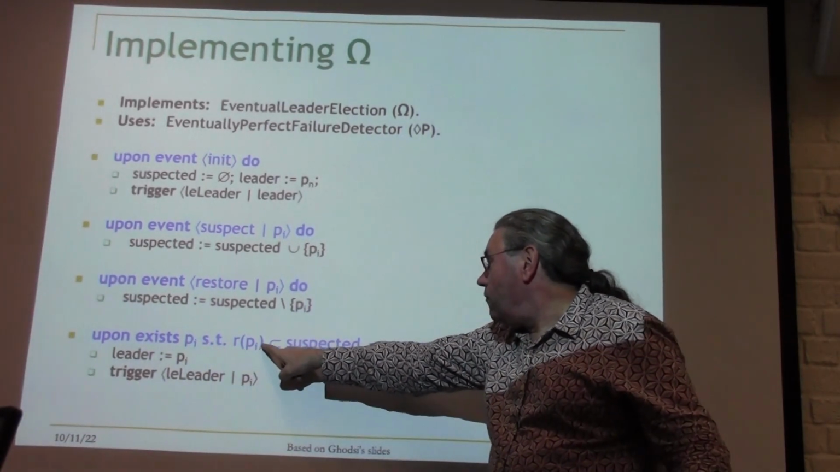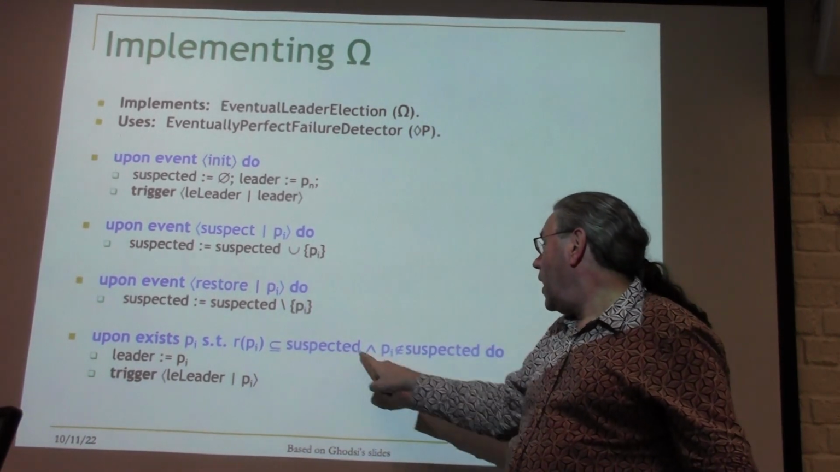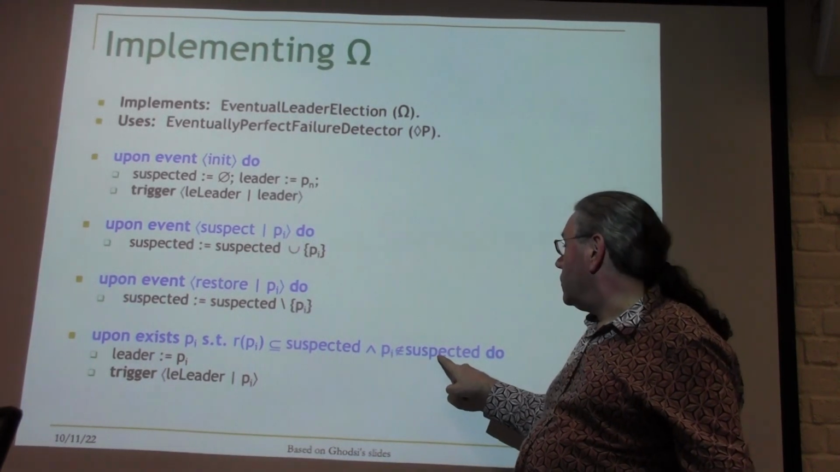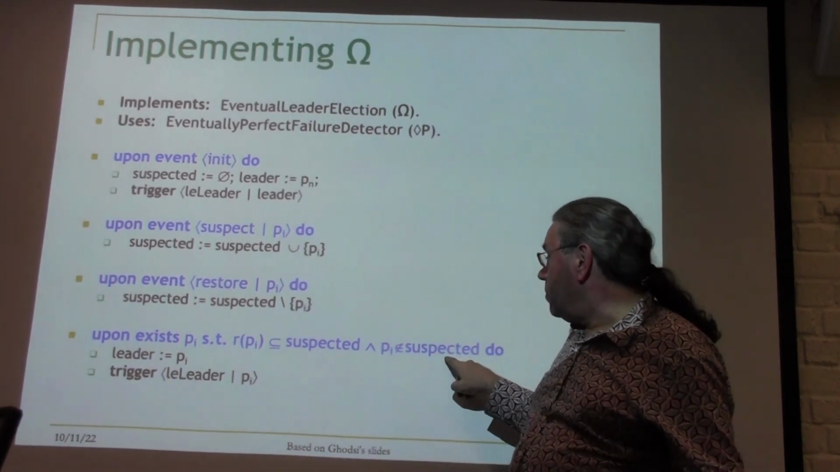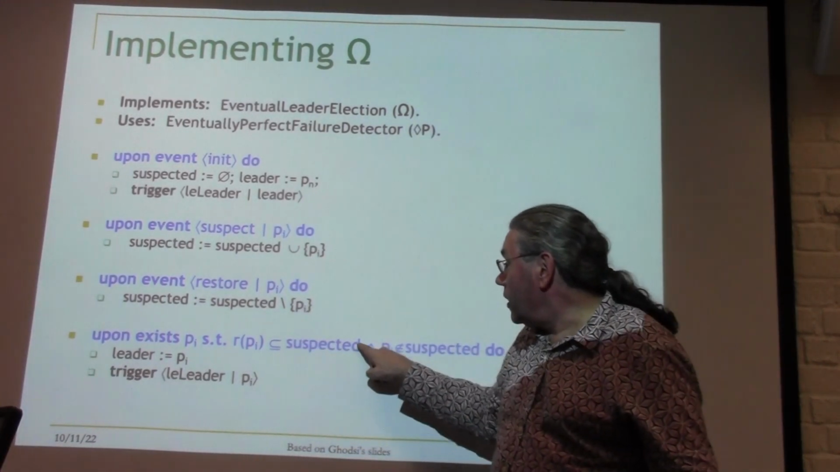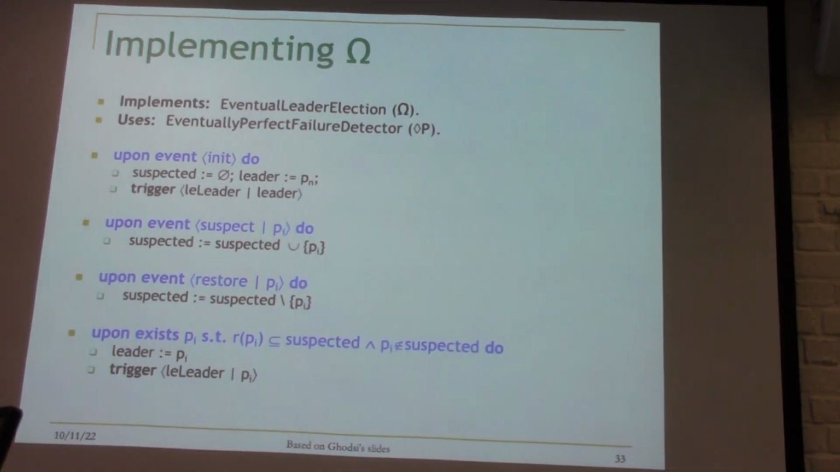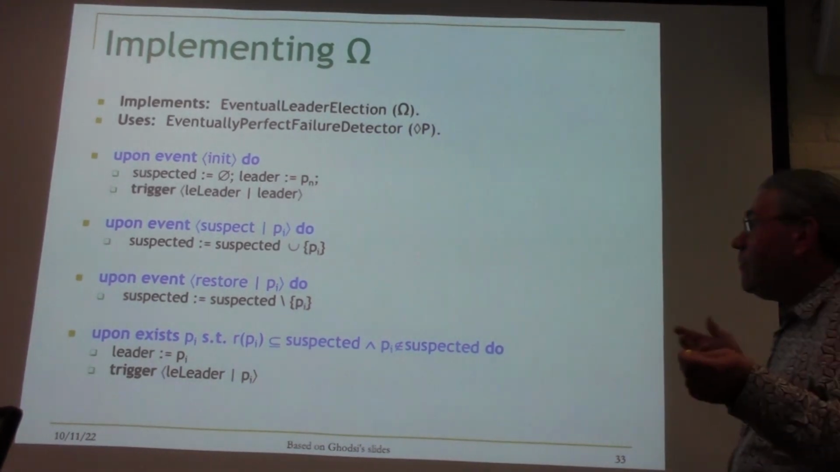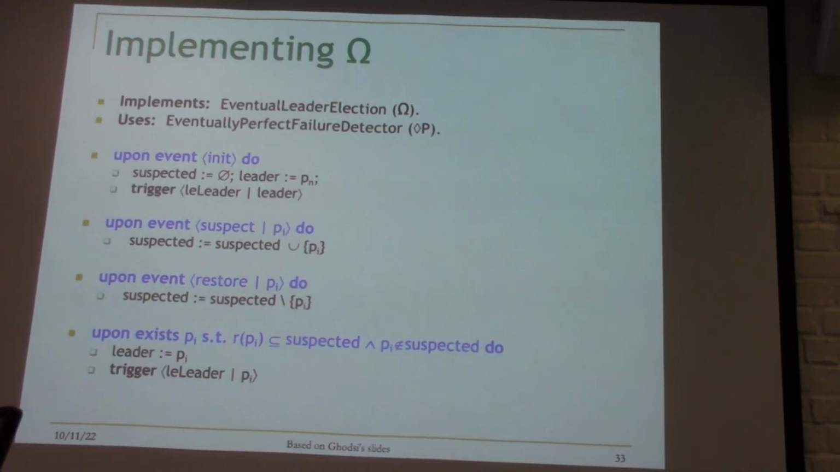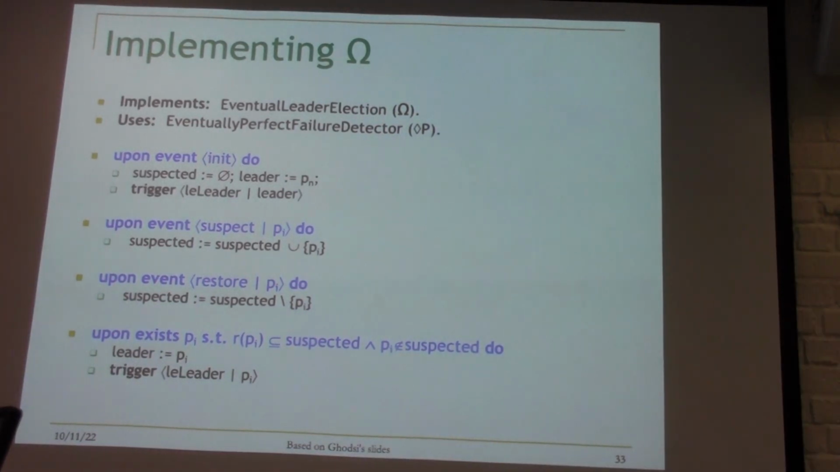And here we have, if all higher ranked nodes are failed, and PI is not failed or suspected, then PI is the leader. But this might be wrong in the beginning. You see that this suspected set might be wrong, but eventually it's not wrong. Okay? So basically, the weirdness of partially synchronous, that you can make mistakes, is lifted up here into the weirdness of eventual leader election, which also can make mistakes. Okay? So you see that?